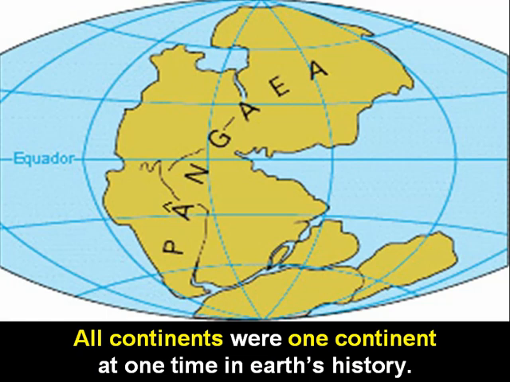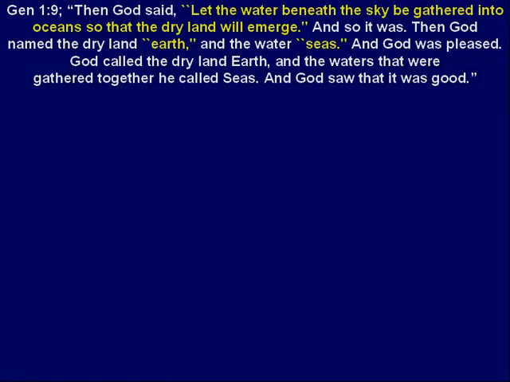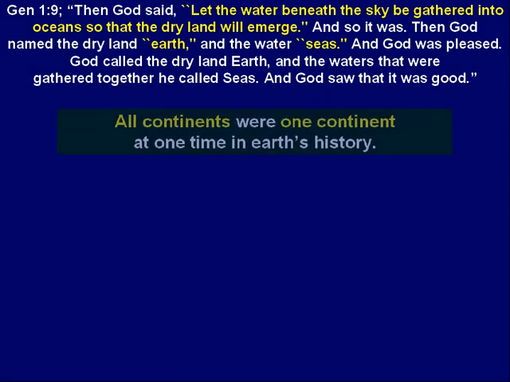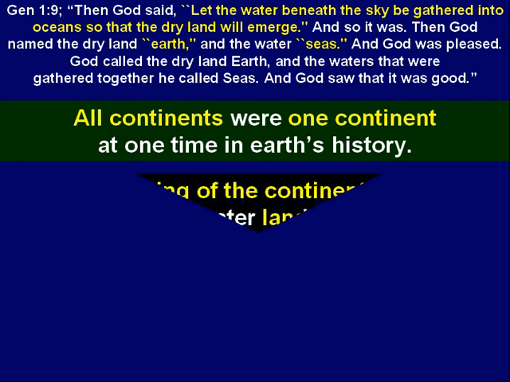All continents were one continent at one time in Earth's history. God said, let the water beneath the sky be gathered into the ocean, so the dry land will emerge, and so it was. God called the dry land earth, and the waters that were gathered together he called seas, and God saw that it was good.